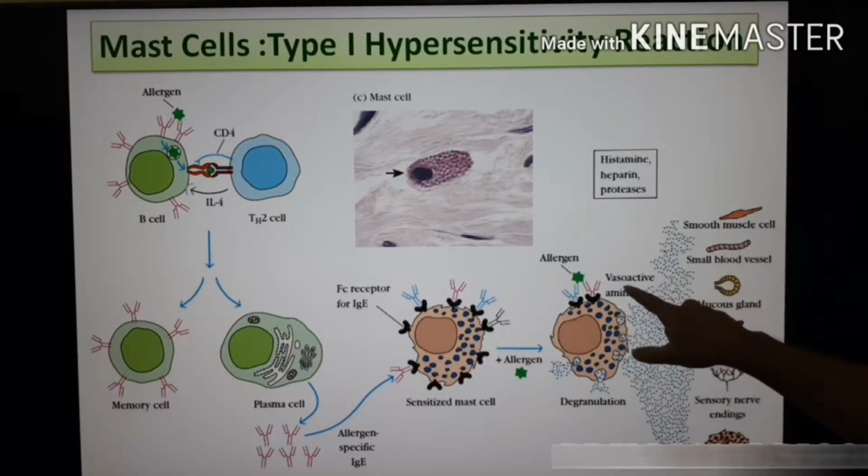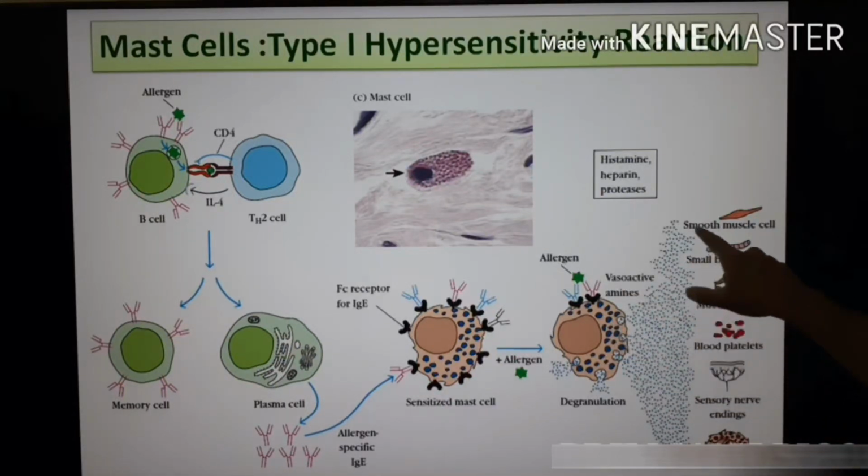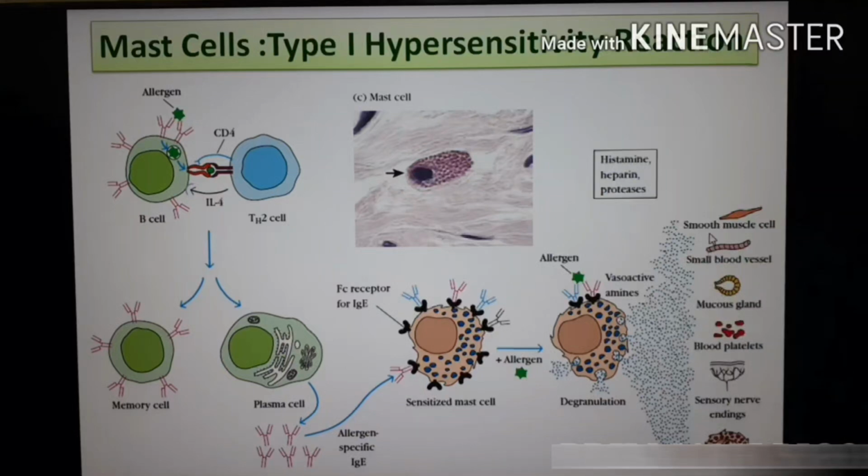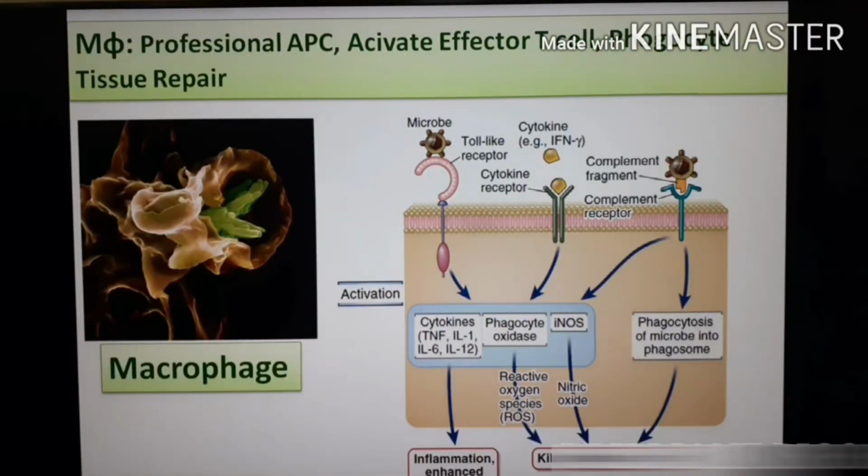These are vasoactive amines, so they can produce many physiological symptoms like smooth muscle contraction, blood vessels, meaning small blood vessels, increased vascular permeability, mucus secretion, and other functions like sensory nerve ending activation and attraction of eosinophils. In the next slide, you can see the function of the macrophage.